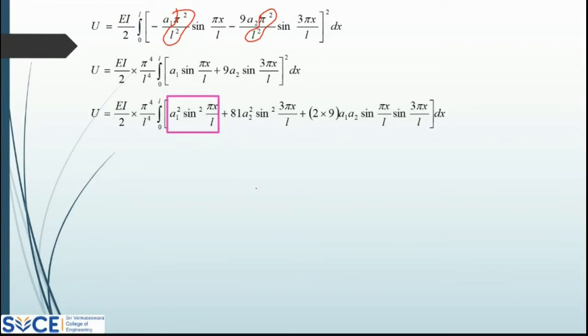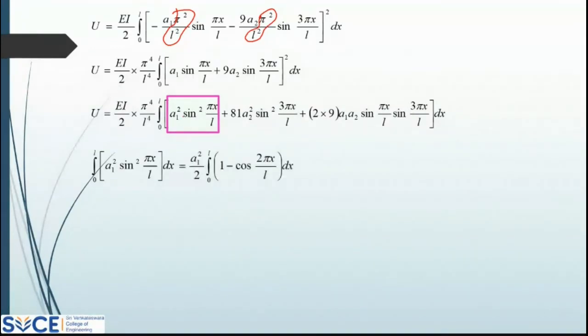So a1 square sine square pi x by L. Right, as we discussed earlier, you can't integrate sine square directly. What you have to do is convert it in terms of the cos 2 theta formula. So we are applying that, and I'm going to consider this integration alone separately.